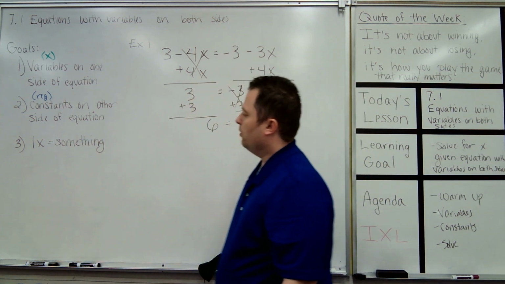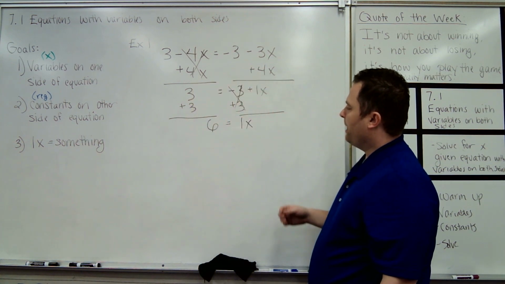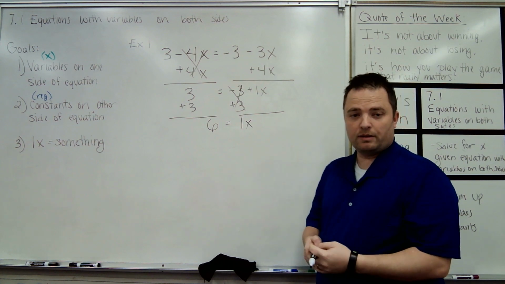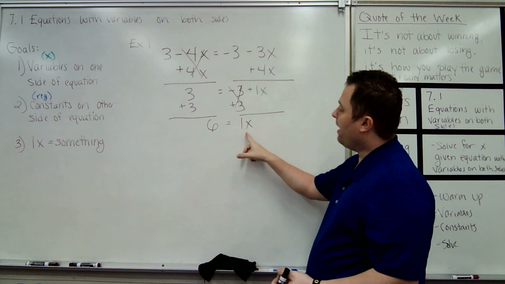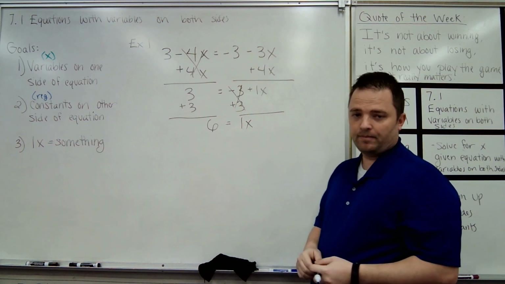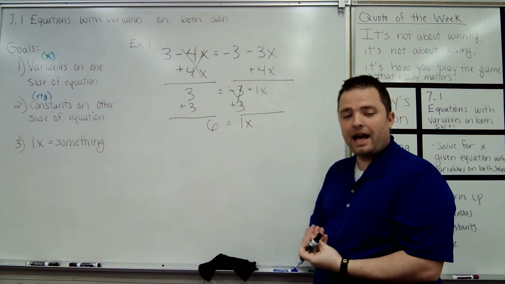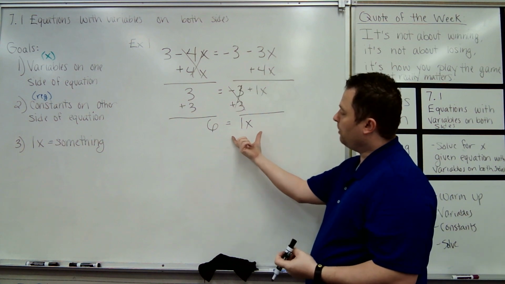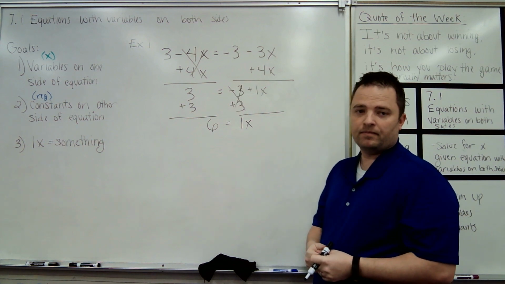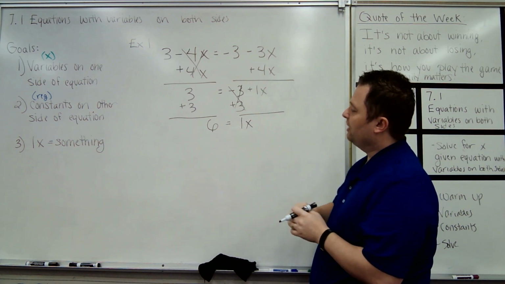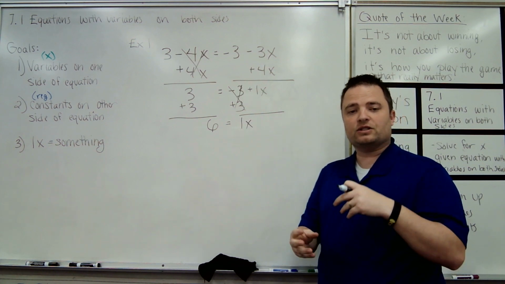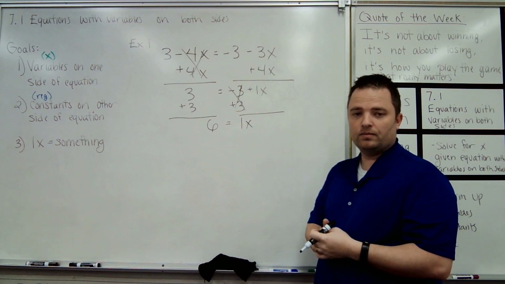My goal 3, 1x is equal to something. You'll notice that goal 3 has already been accomplished. I have 1x equals something, which is what drives us mad about algebra. Not all problems are the exact same. Sometimes steps are skipped because the goal has already been accomplished. Sometimes we finish early. Sometimes there's extra things we have to do. Okay?